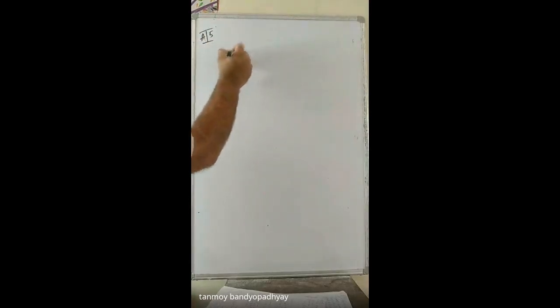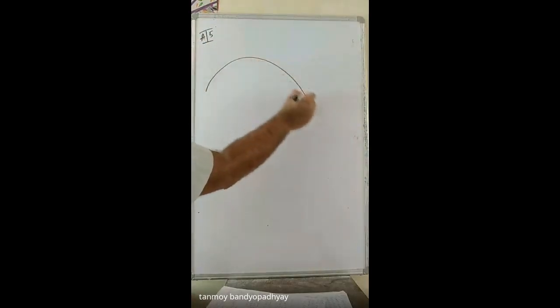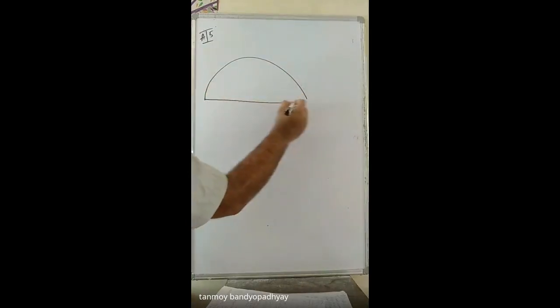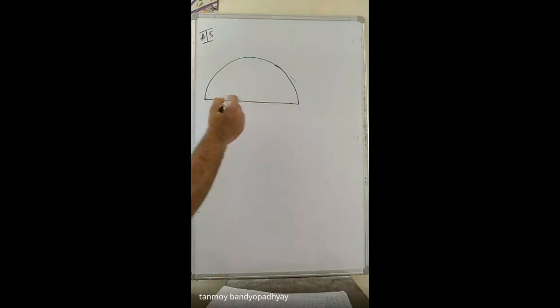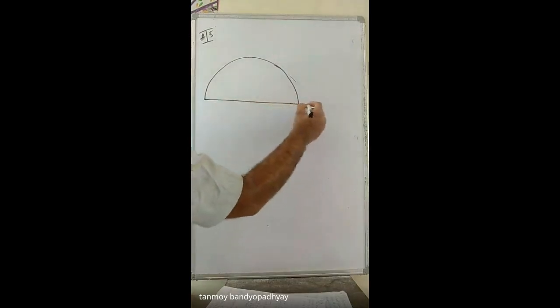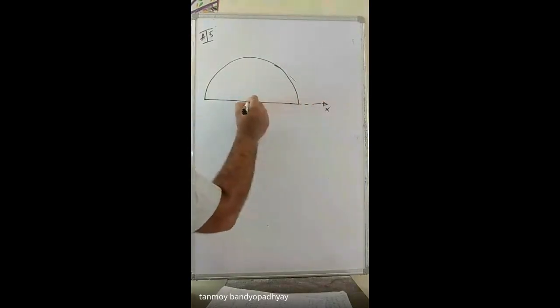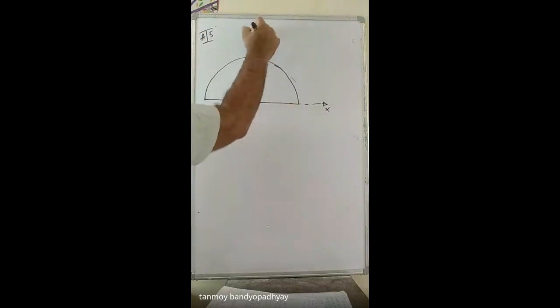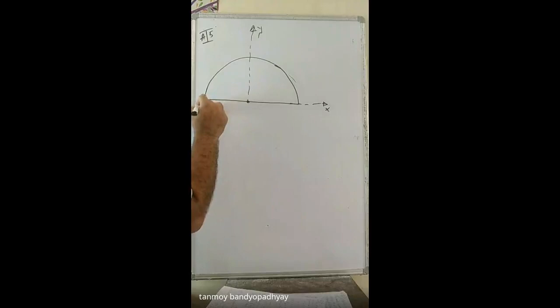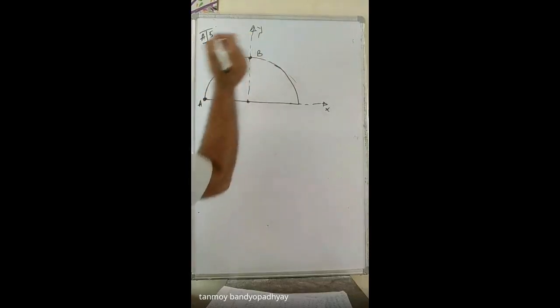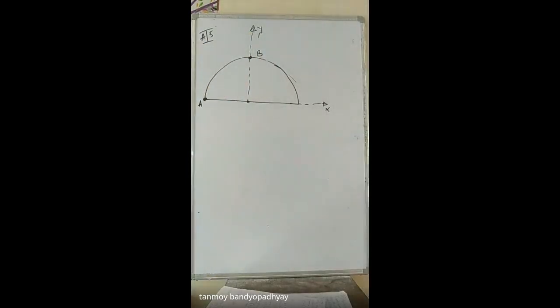So let's do problem number A5. I'm not doing the entire problem, I'm just telling you what you are supposed to do. So this is a semicircle. This one is the x-axis. From the center, this one is the y-axis, and this one is A. This one is B. So we want the polar moment of inertia about the points A and B.